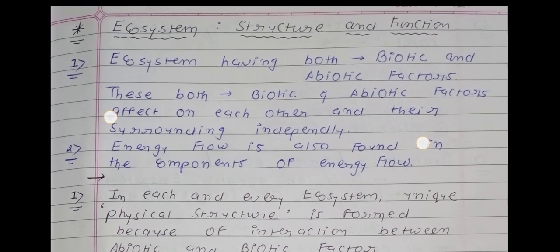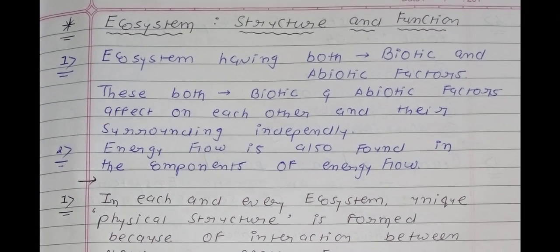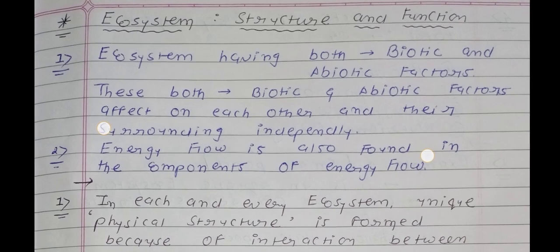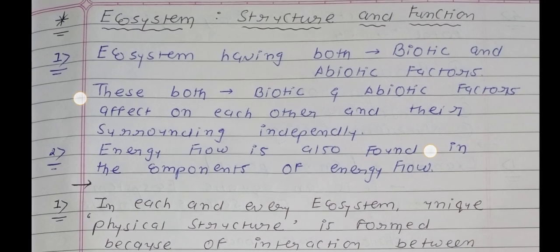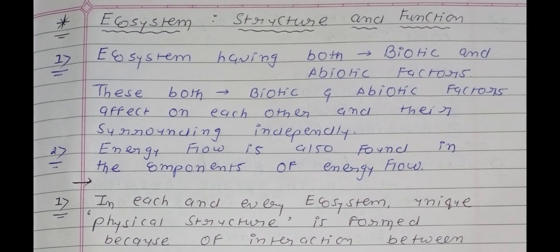See here, ecosystem structure and function. First point, ecosystem has both biotic as well as abiotic factors. You all know very well that an ecosystem is made up of both biotic as well as abiotic factors. Both of these factors affect each other as well as their surrounding environment.